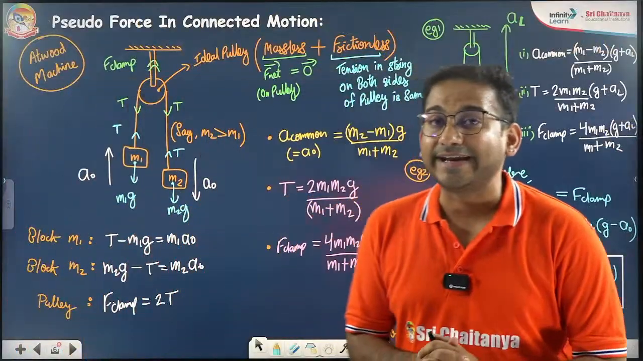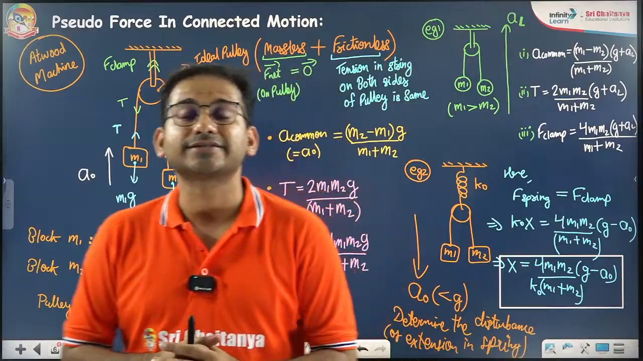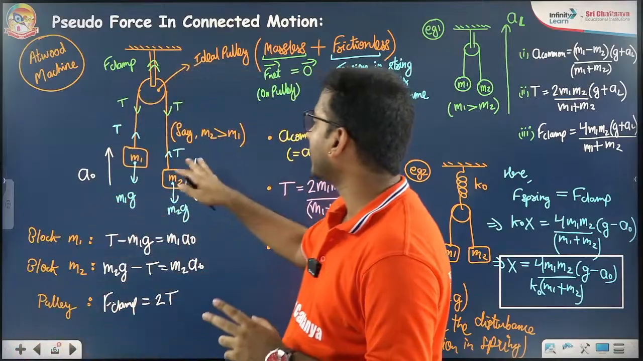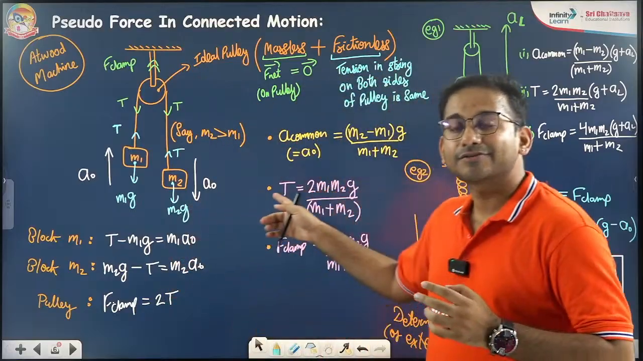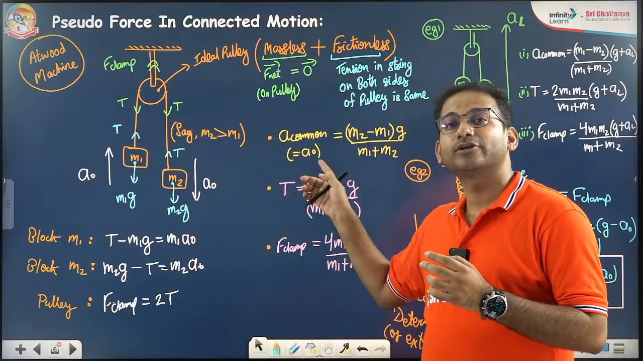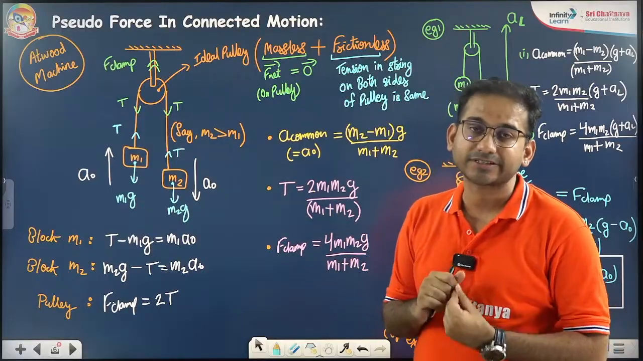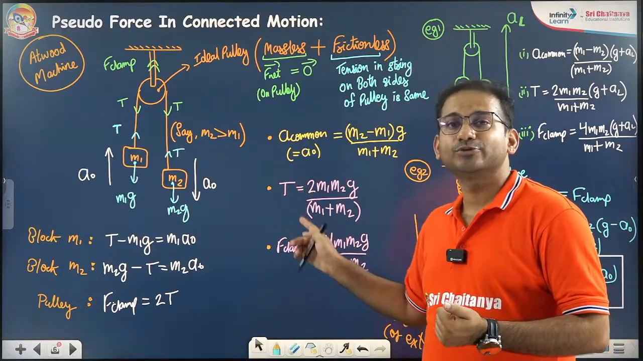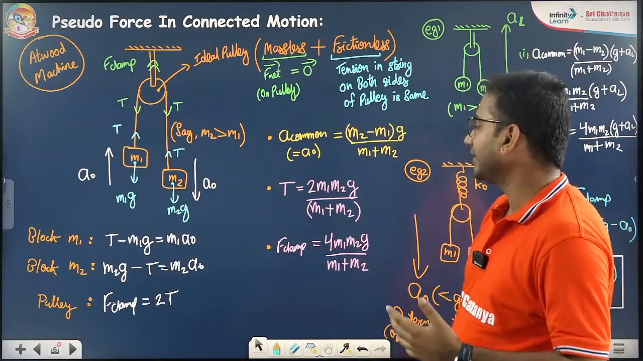Now, next is pseudo force in connected motion. I introduced the Atwood machine. In this case of the Atwood machine, two masses, one pulley. The common acceleration will be bigger mass minus smaller mass into g by total mass of the system, m2 minus m1 into g by m1 plus m2. Tension will be 2 m1 m2 g by m1 plus m2. Very common NCERT model, gets repeated many times.